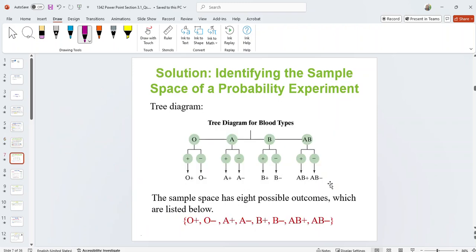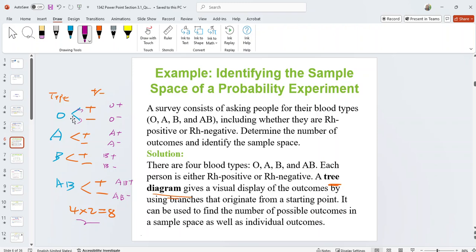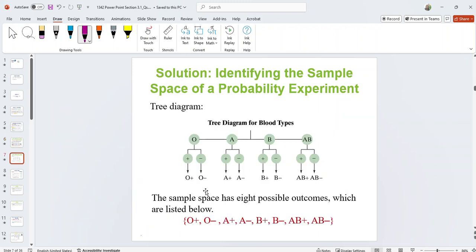All right, so this is a little bit clearer diagram. You have O, A, B, AB. You can do the horizontal one or you can do the vertical one, like the one I did in here. This one is doing the horizontal, so they are all good. You have all positive, all negative, and similar to here. And these are the 8 possible outcomes. We list all the elements, each one is an element, inside this bracket. So that's 8 possible outcomes.